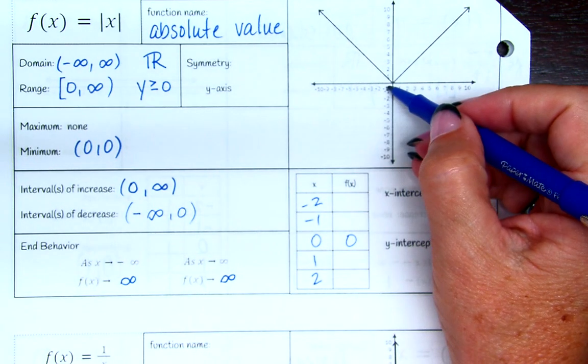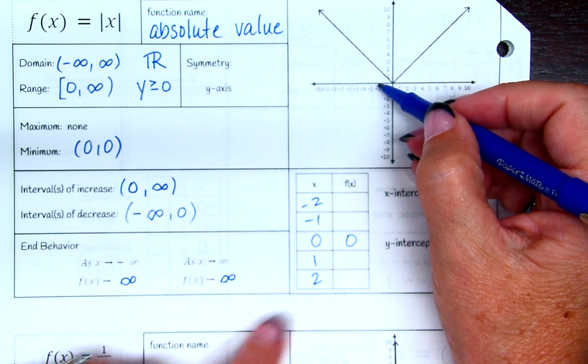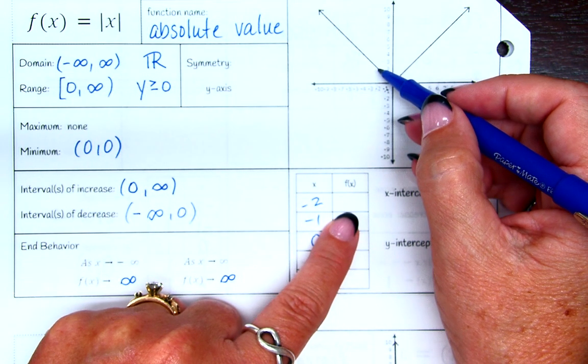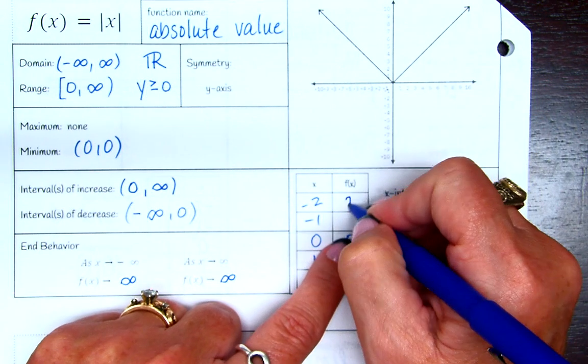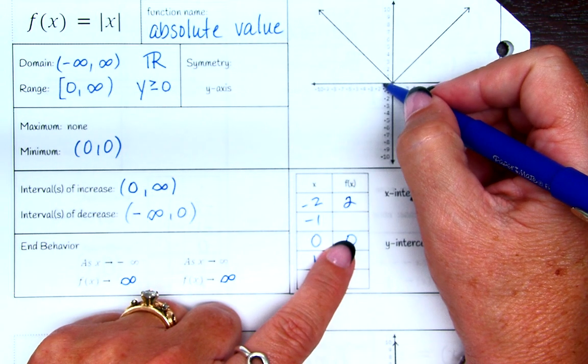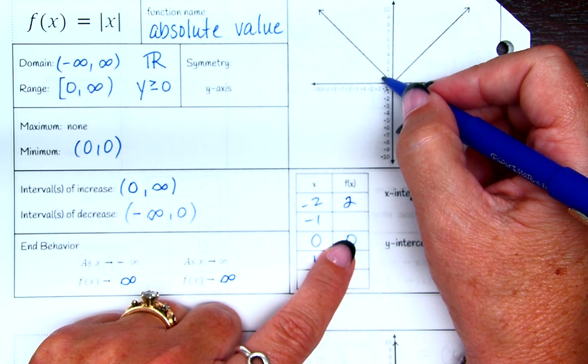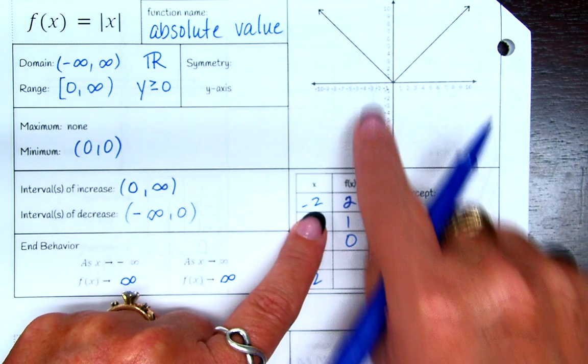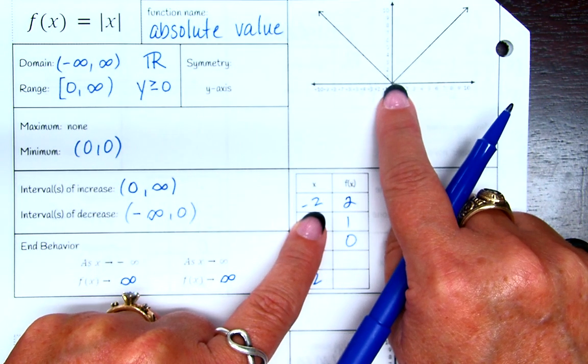So if I go left 2, how many do I have to go to find my y value on my graph? 2. If I go left 1, how many do I have to go to find my y value on my graph? 1. Guys, another way to think about it is how far is negative 2 away from 0, right?